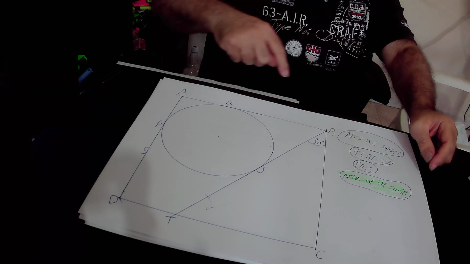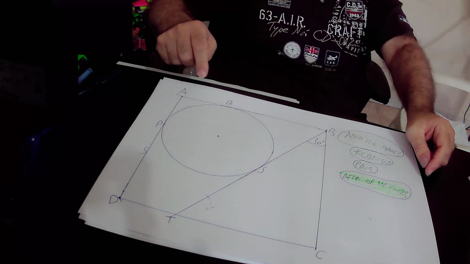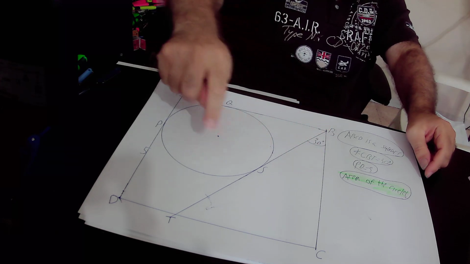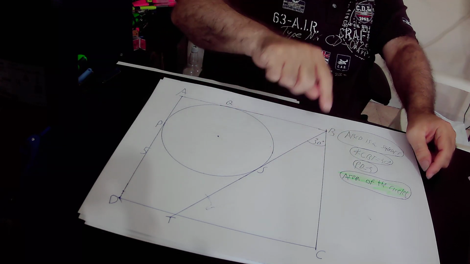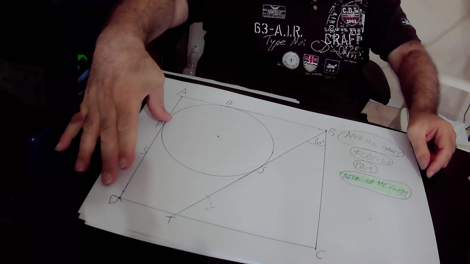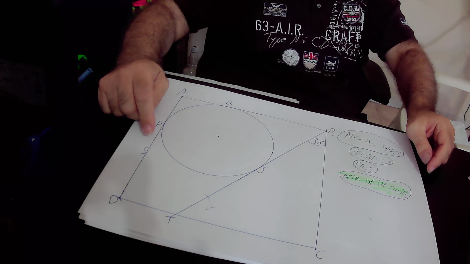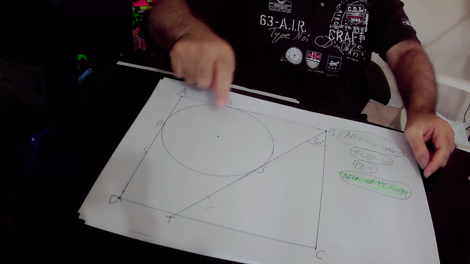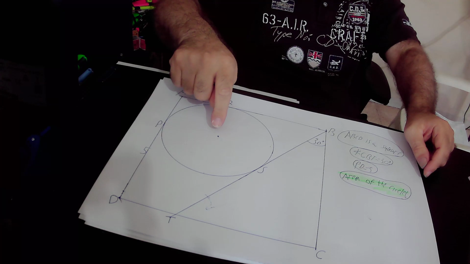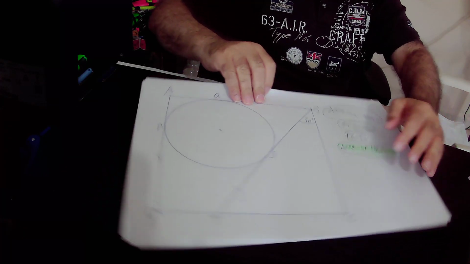In the drawing we have square ABCD. Inside square ABCD we have a circle. We know that angle CBT equals 30 degrees, line segment PD equals 5 units, and our mission is to find out the area of this circle. So first of all we define the center of this circle as O.